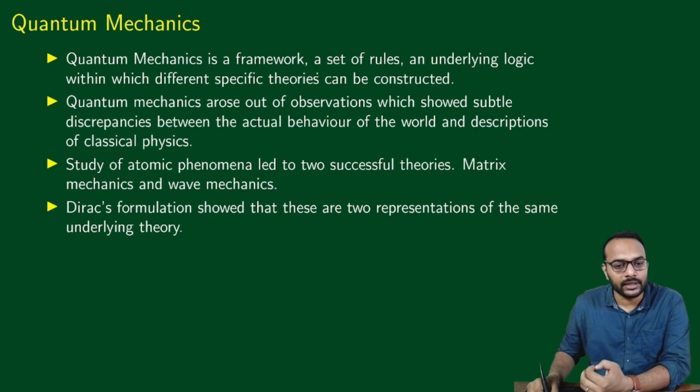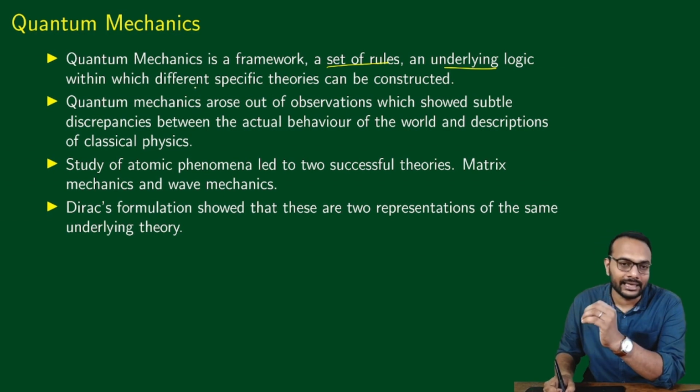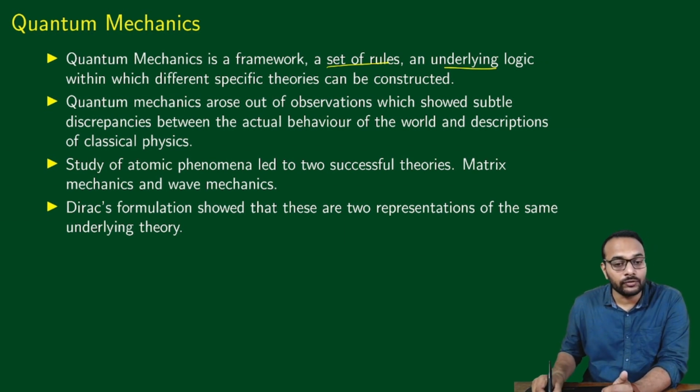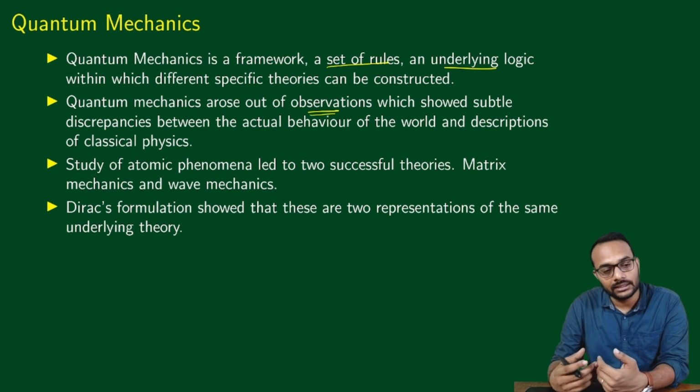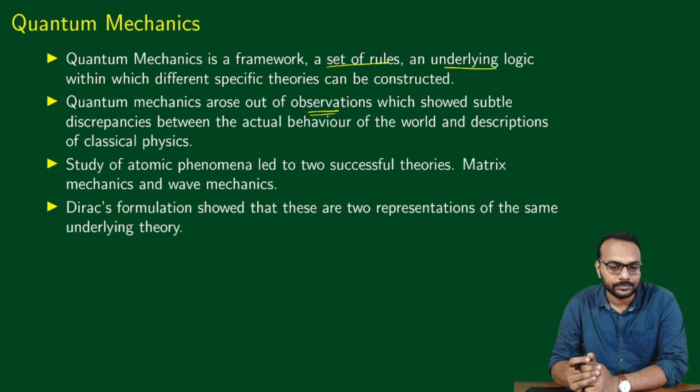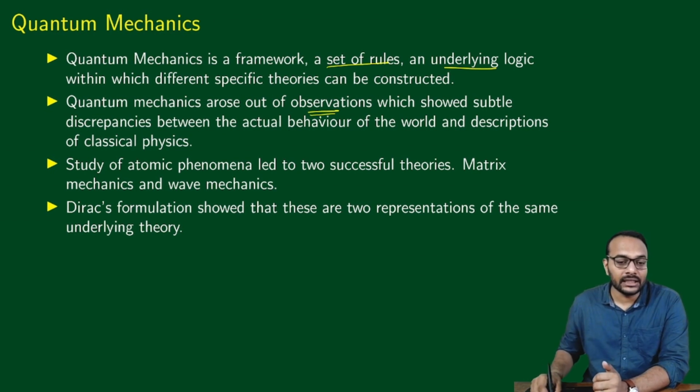So quantum mechanics is a framework, a set of rules, an underlying logic within which different specific theories can be constructed. Quantum mechanics is actually a different logical framework from classical mechanics. Quantum mechanics arose out of observations. This is very important: the laws of quantum mechanics were forced upon us by observations, by the way nature actually behaves. So quantum mechanics arose out of observations which showed subtle discrepancies between the actual behavior of the world and descriptions of classical physics.